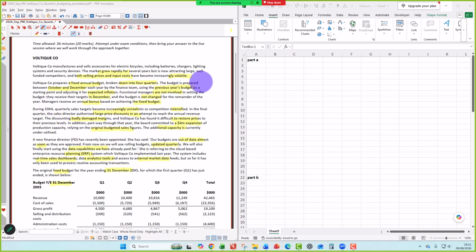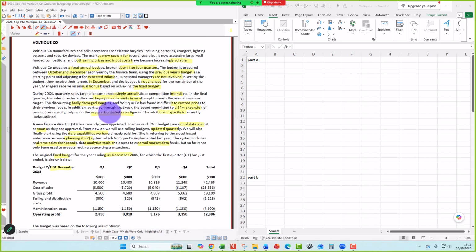And what they do is they take the previous year budget, adjust for inflation or expected inflation. There's no involvement of functional managers, so you're less likely to get buy-in. They're just given their budget in December. It doesn't get changed over the year if conditions change. And then they are not only evaluated on how well they achieve that budget, they get a bonus or don't get a bonus, depending on whether they achieve it or not.